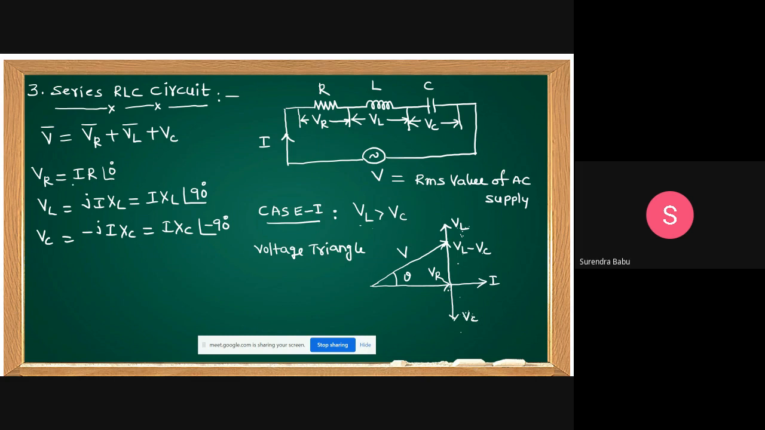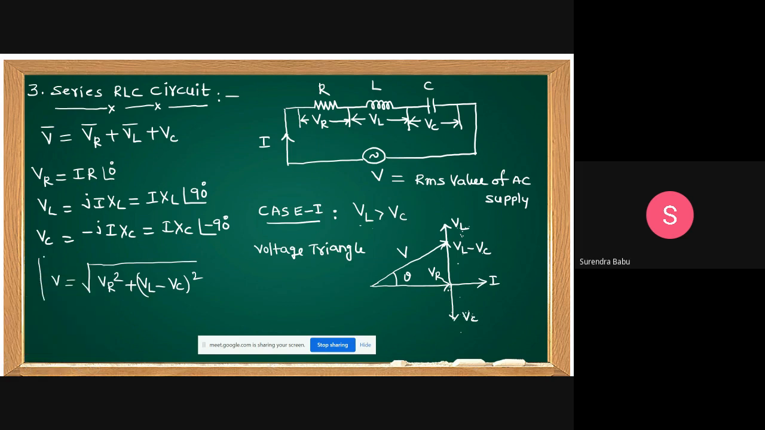Here the angle is 90 degrees, so we can apply the Pythagoras rule. V equals square root of... it is not an arithmetic sum, it is a vector sum. V equals square root of VR squared plus VL minus VC, whole squared. This is the magnitude. Clear, friends?